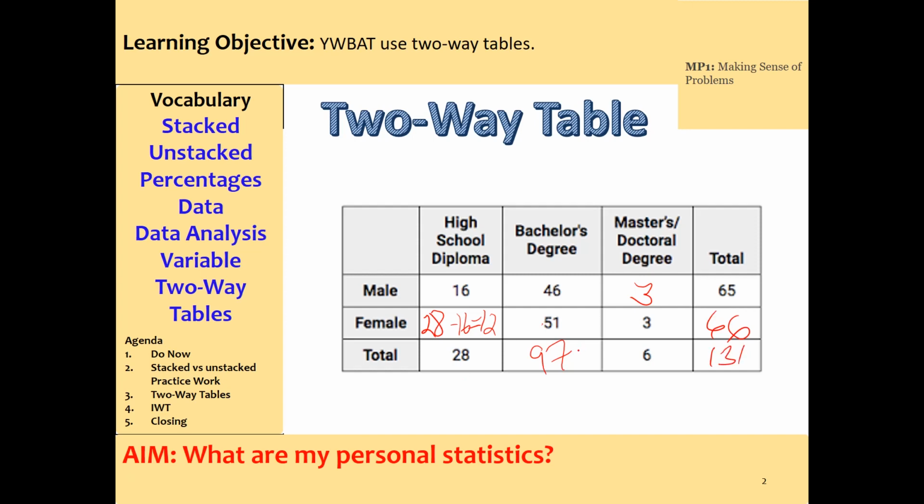And it's always good to check, right? So I'm going to check with these three numbers. If they equal 131, I know that I did a pretty good job, and I'm done. 131. I did a pretty good job. So that's how you operate with a two-way table. You're going to practice it for the rest of the week, and then next week we're going to start something different.